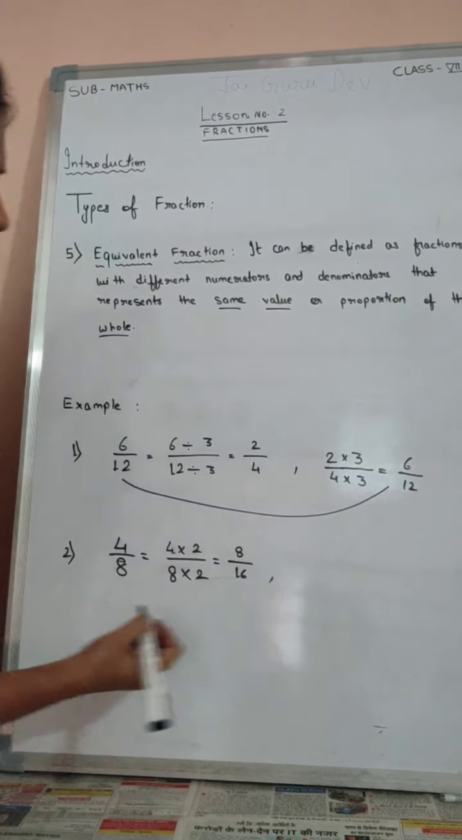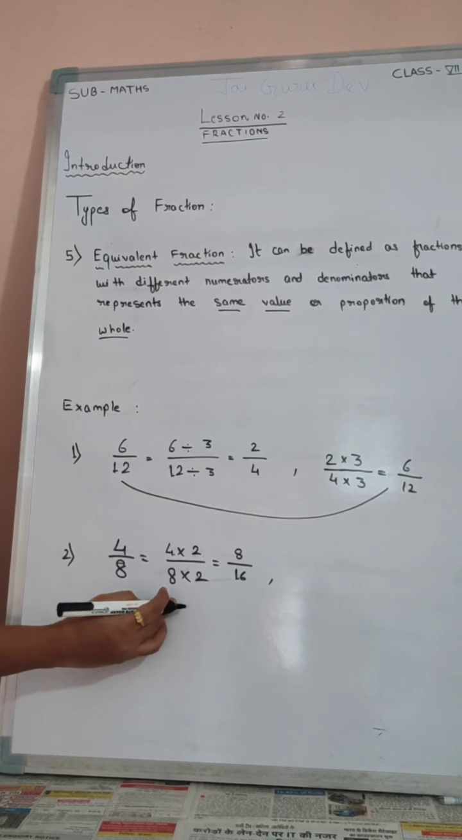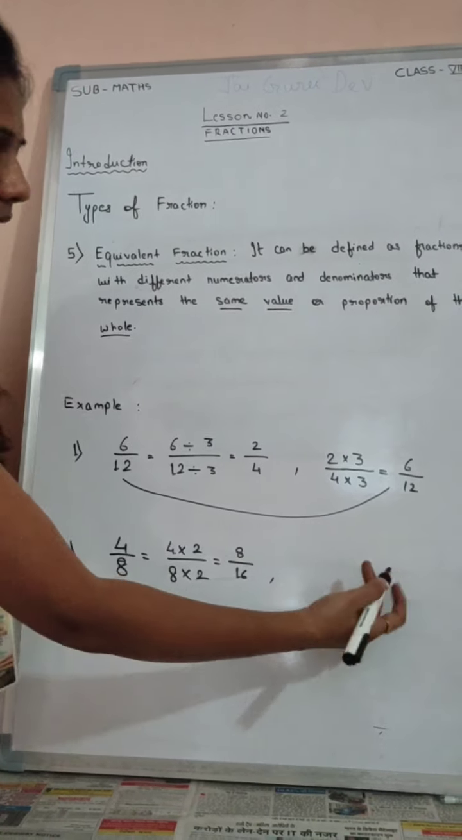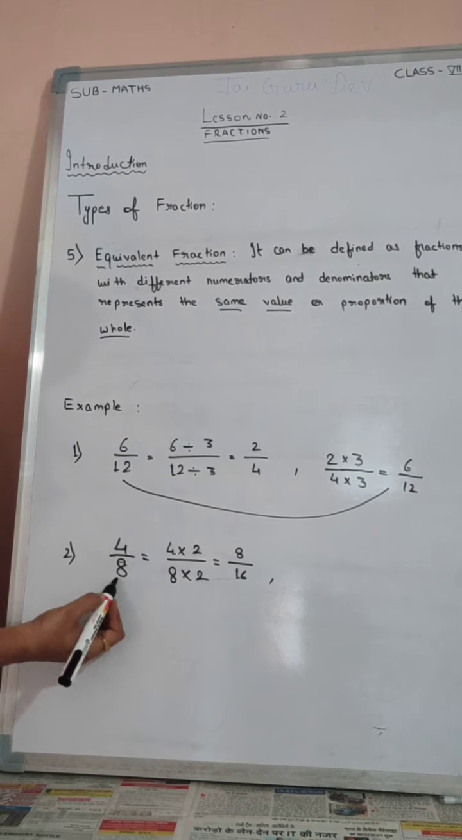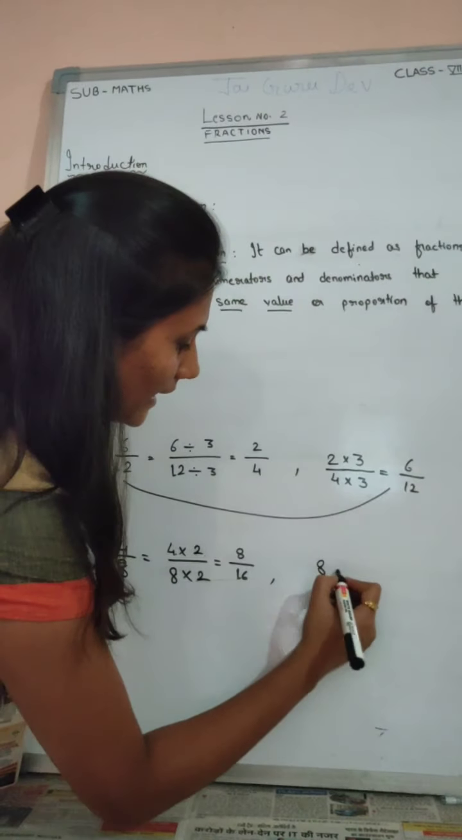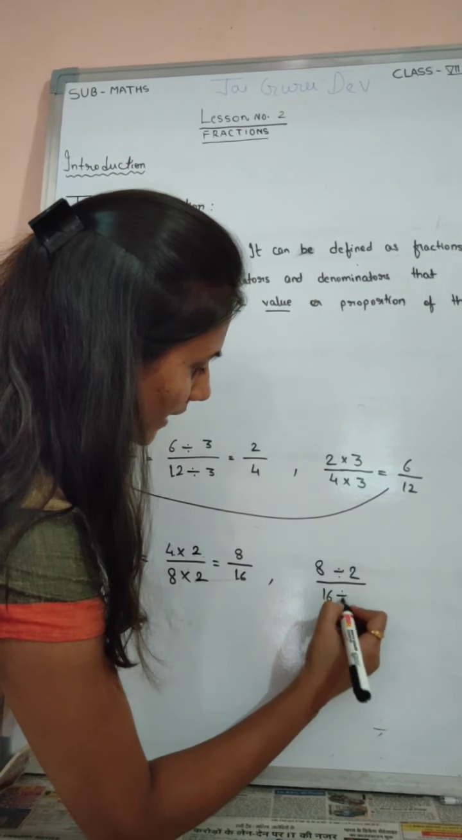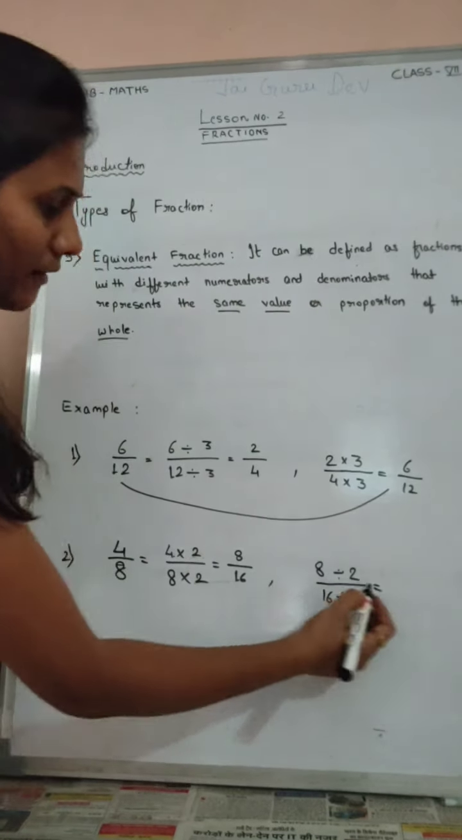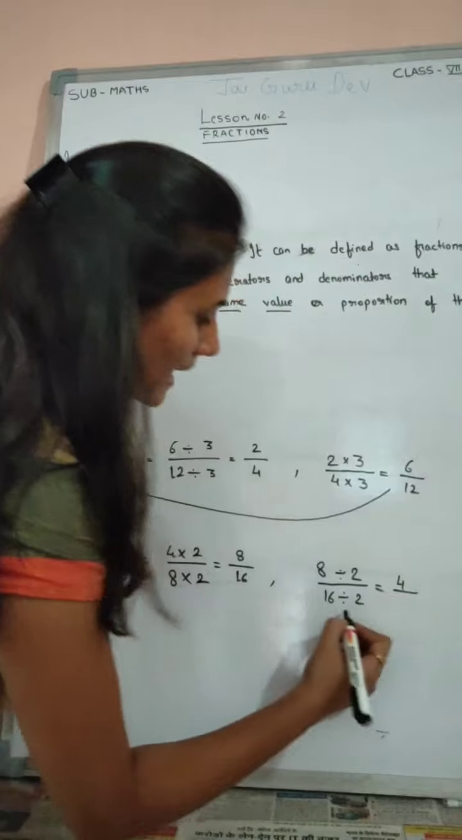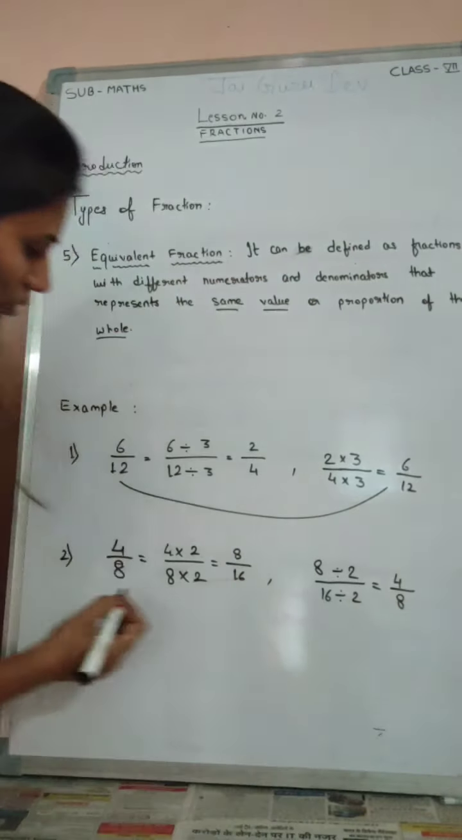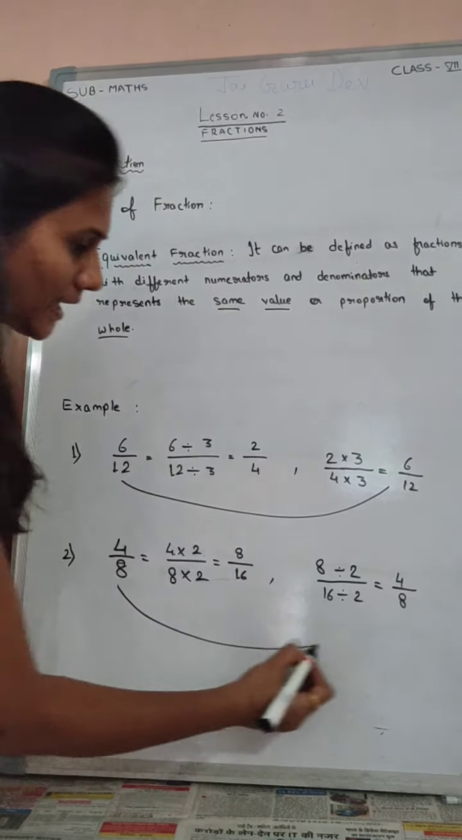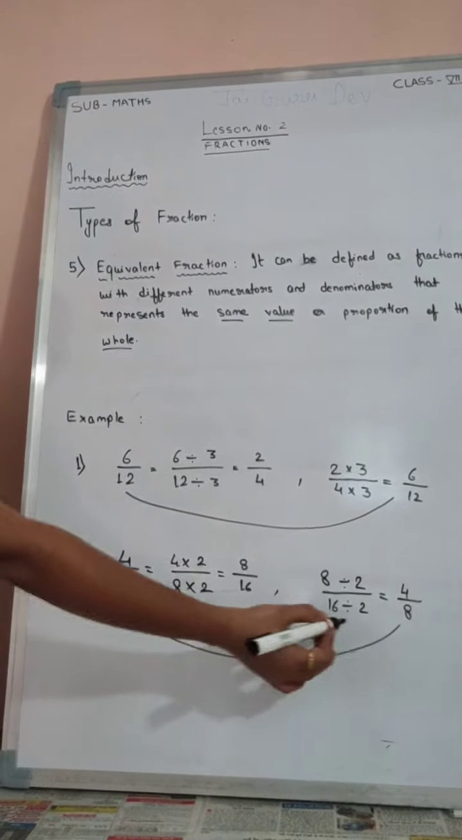So how? Suppose I have multiplied it by 2, and again I divide it by 2, I will get 4 by 8. That is 8 divided by 2 and 16 divided by 2, where 8 divided by 2 is 4 and 16 divided by 2 is 8. So here you can notice we got the same value. So they both are equivalent.